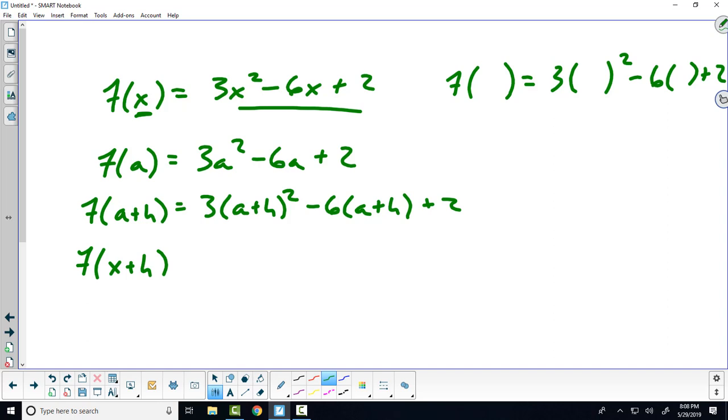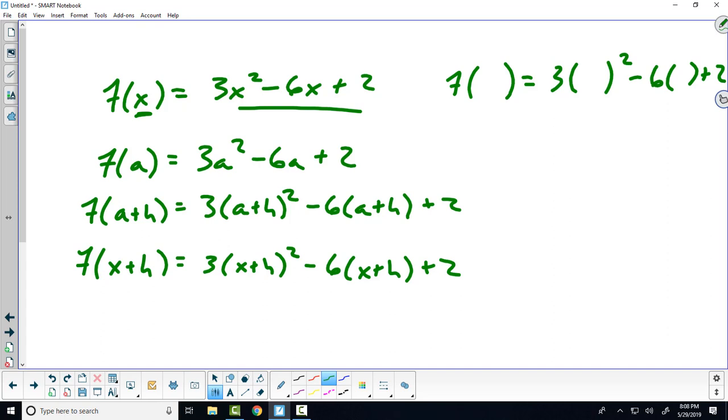Well, now I'm going to ask you to do f of x plus h. What am I going to replace x with? X plus h. So this gives me 3 times x plus h quantity squared minus 6 times x plus h plus 2. And I agree, it's a little bit strange to replace an x with a larger expression that also has an x in it. I agree, that's a little bit strange. You've got to get used to it.